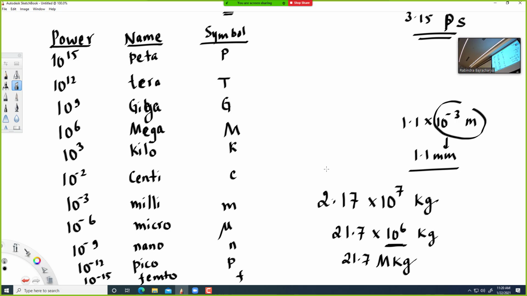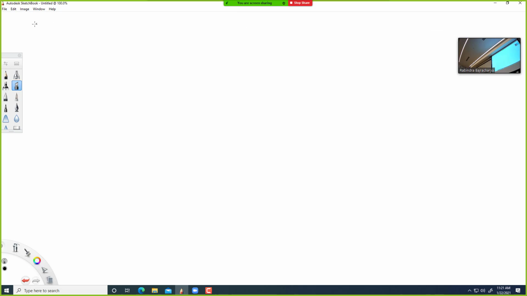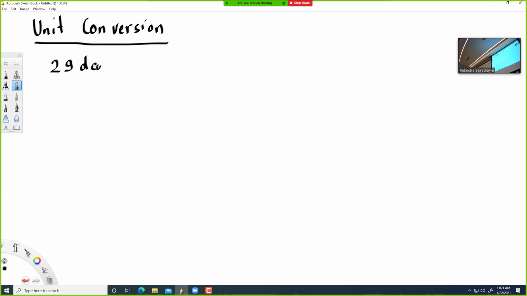Another important thing that we'll be using very often in this course is unit conversion. You might have done that in high school or in some math course. So let's talk a little bit about how you do the unit conversion. Let's say we have 29 days, and I want to convert that to seconds. So how many seconds are there in 29 days?